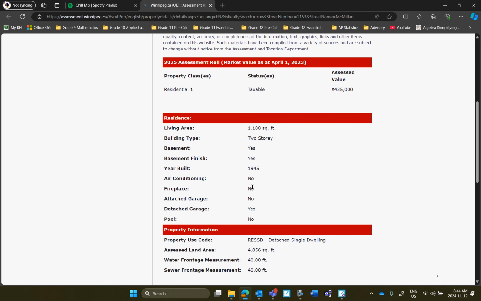So my assessed value of my home is $435,000. It's a two-story home. It's almost 1,200 square feet. And then it lists things like when it was built. So mine was built in 1945. It's got a finished basement. This has actually not been updated because I do have air conditioning. And then I have a detached garage. And then it also talks about my frontage, which we're going to talk about later. Okay, so you can get all that information. Access Winnipeg Property Tax Assessment.